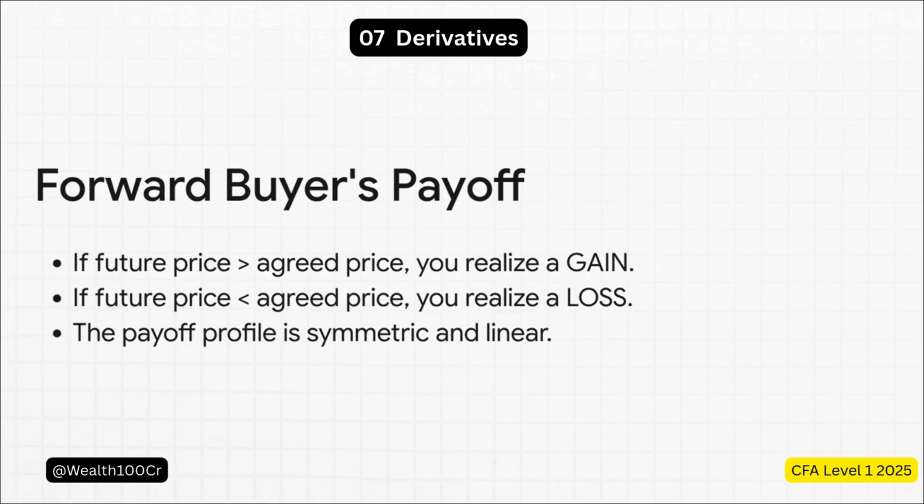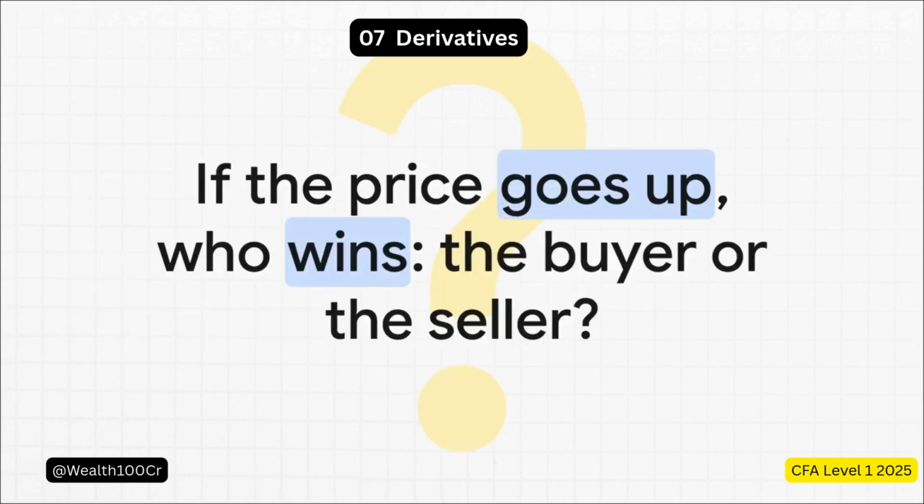Your profit or loss is a straight line. If you gain, the vendor loses. If you lose, the vendor gains. It is perfectly symmetric. So, let me ask you a question. Just think for a moment. If the price of onions goes up next month, who is happier with this deal? Is it you or is it the vendor? Yes, it is you, the buyer. You get to buy cheap. Very good. You are understanding this perfectly.